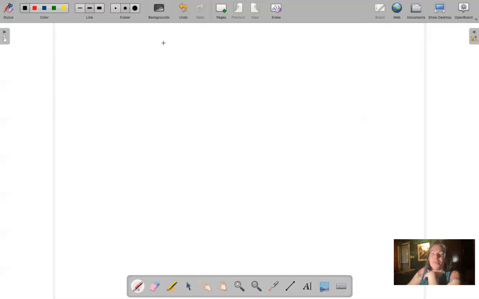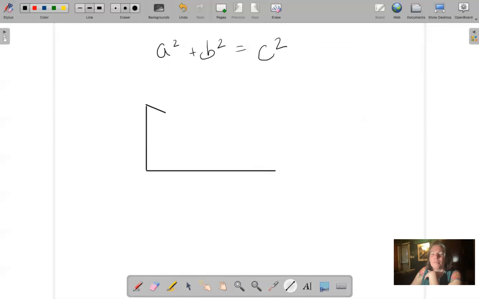All right, now we're moving on. A squared plus B squared equals C squared. Let's make a right triangle. Here we are, a right triangle. I've got this little square here. I made a square. That means this angle is 90 degrees. This is a right triangle because one of the angles is a 90-degree angle.